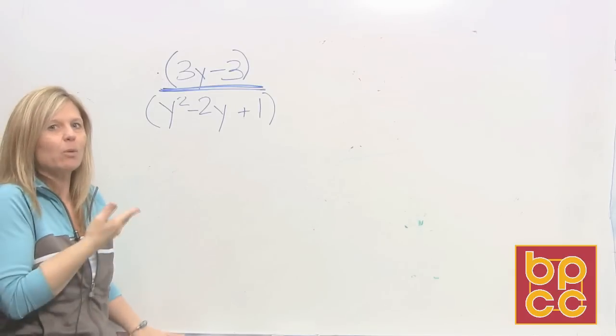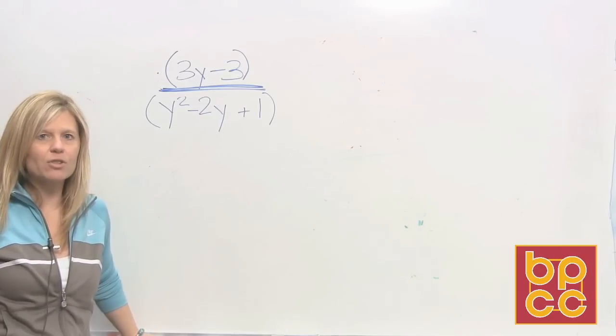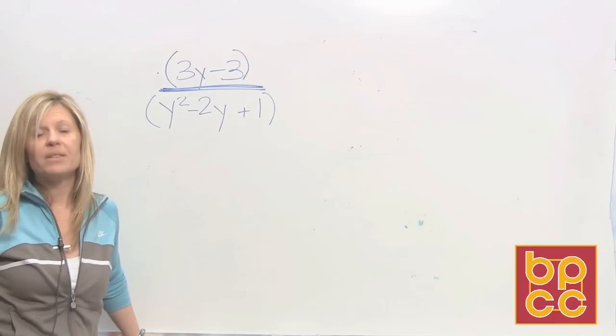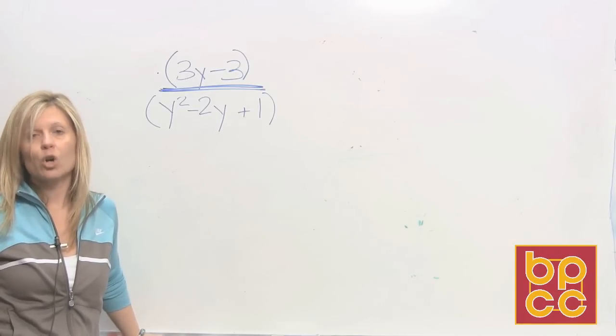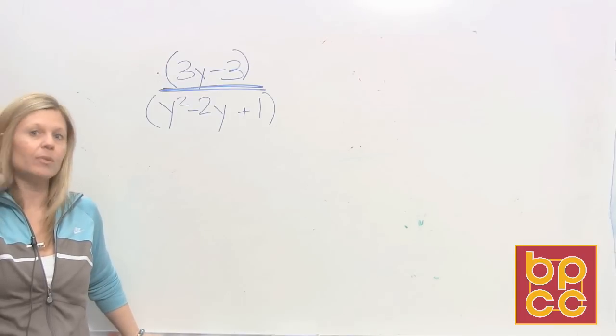Now, you're going to say to me, well, look, they're not alike, and they're not additive inverses, and they're not conjugates. You are correct. But this is the important thing. We're going to learn how to reduce an algebraic fraction, a rational expression.